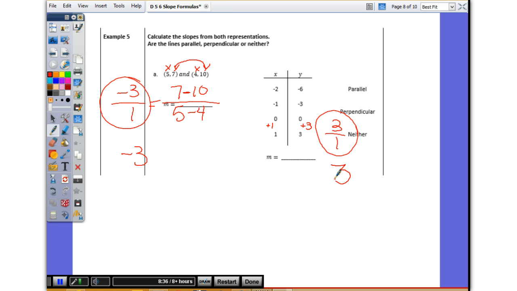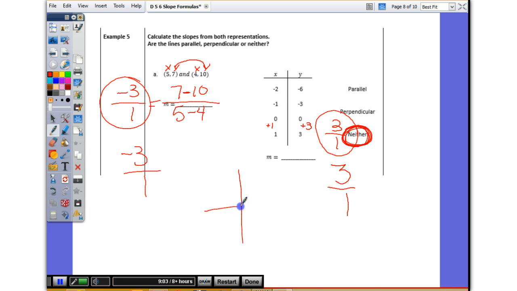How about perpendicular? Did we take this one, flip it, and then change the sign? No, we didn't, did we? We changed the sign, but we didn't flip it. It's not 1 over 3. It's 3 over 1. So then, therefore, they're neither parallel, they're not perpendicular. So what are they? You would circle neither in that case.